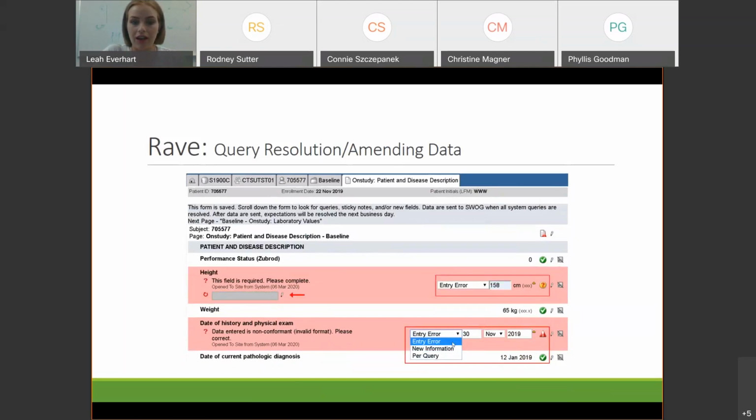So here I entered a value for the height. Always remember to check the units. You can see the response box is grayed out, which means I no longer have the option to respond to the query. And once the form is saved, that query will disappear. For any data change, you will be prompted for the reason you're changing the data. The options are entry error, new information, and per query. So just choose whichever seems appropriate. This isn't really critical. Next slide, please.